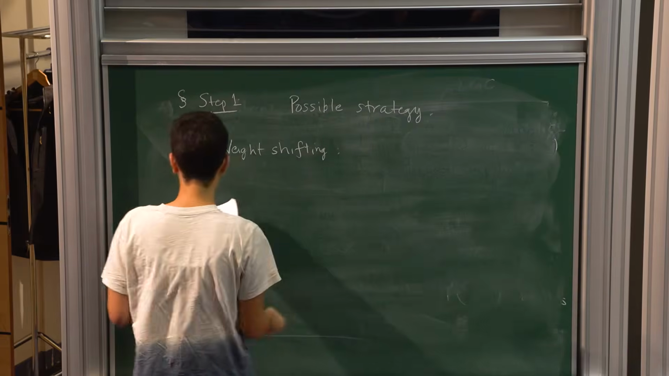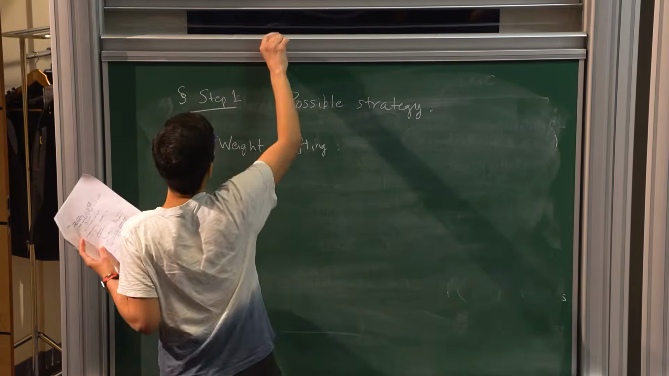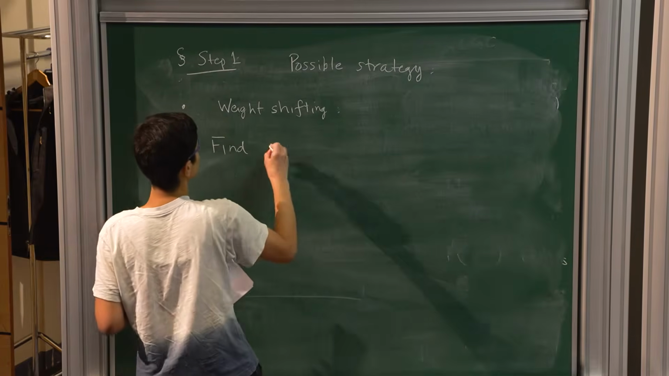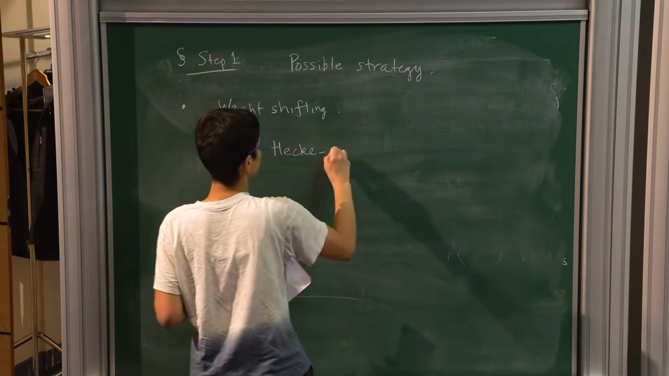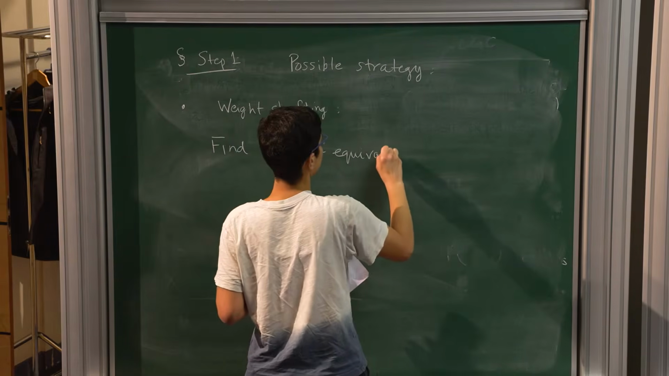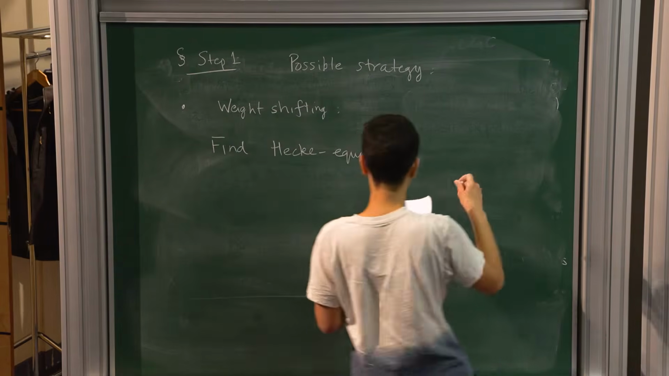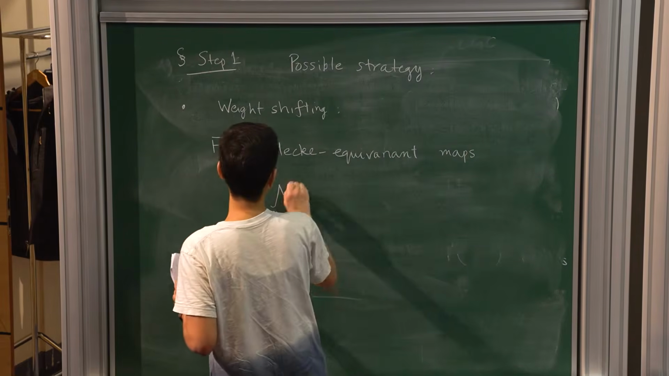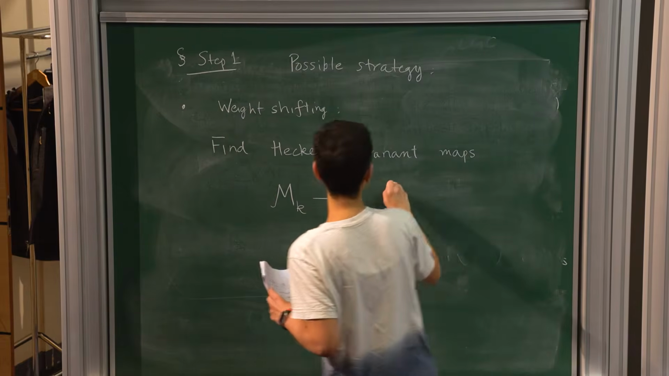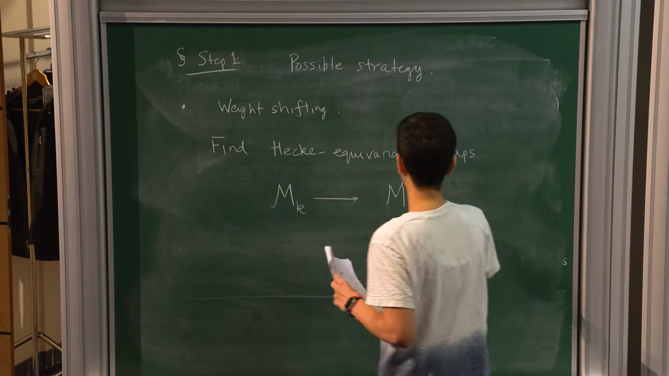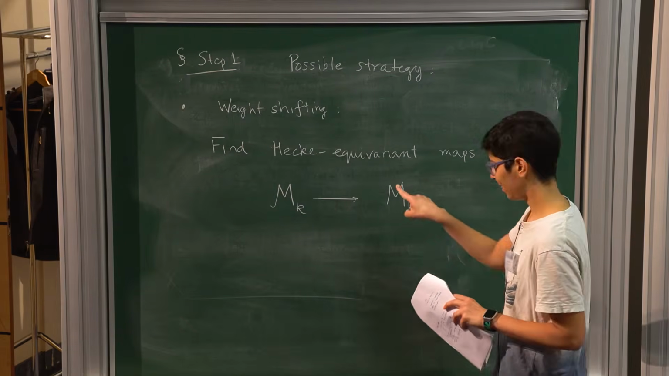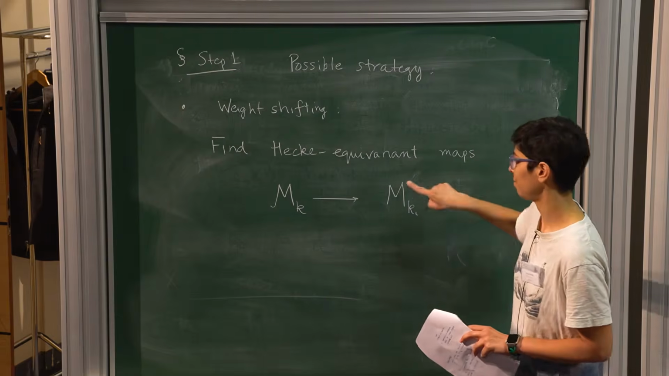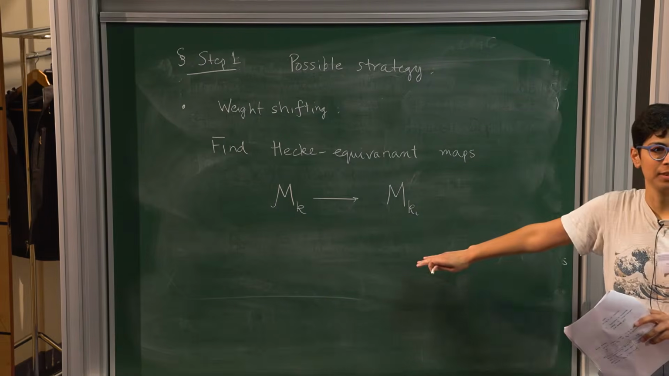Which is, we find Hecke equivariant maps from mk to mki. Honestly, this will be with the twist. This really is the last time I mention the twist, so maybe there should be a prime here, but I'll omit the prime. This is not strictly true.